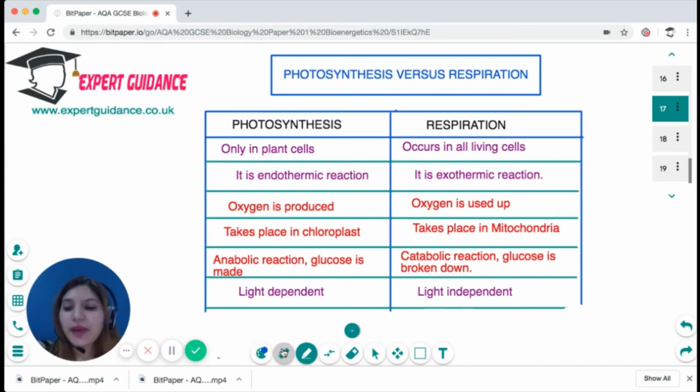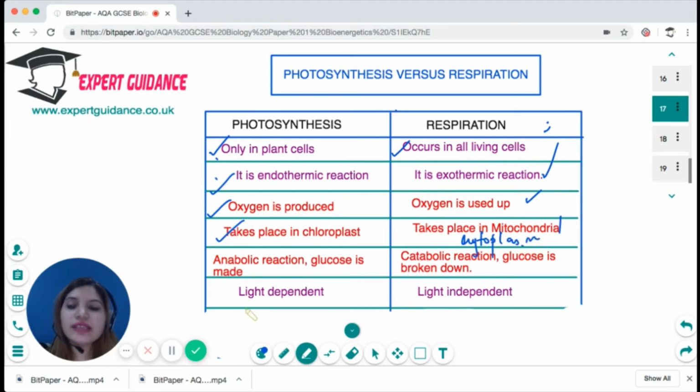Okay, so now in this topic, just to summarize, we did what is photosynthesis and respiration, and this is the difference between photosynthesis and respiration. Photosynthesis takes place only in plant cells. Respiration occurs in all living cells. Photosynthesis is endothermic, respiration is exothermic. In photosynthesis, oxygen is produced. In respiration, oxygen is used up. Photosynthesis takes place in the chloroplast. Respiration takes place in the mitochondria, or if it is anaerobic respiration, that will take place in the cytoplasm of the cell.